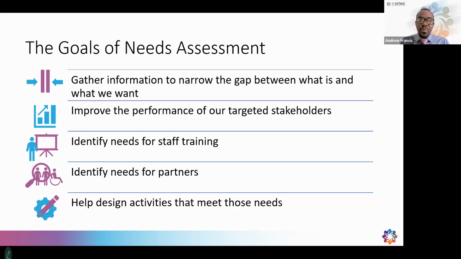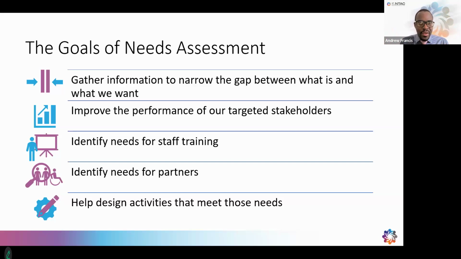It helps us to also improve the performance of our targeted stakeholders, right? So we're looking to move that needle, and that's why the assessment would also help you to develop a set of performance measures, or to adapt those measures if those are being provided as well, whether at the federal level or even at the state level. It helps us to identify the needs of our staff for training, but also the needs of our partners. And as we've been highlighting throughout the session so far, we're also able to design activities that meet those needs.